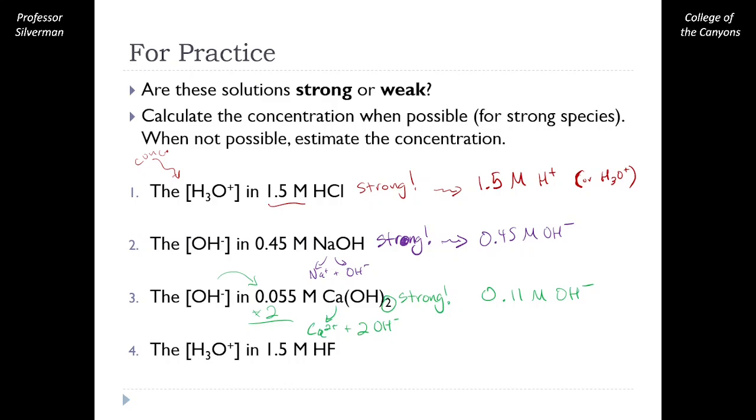Lastly, we have a weak acid, which means we're not quite equipped to do any calculations yet, but we can estimate here. If we have 1.5 molar as our concentration, this weak acid is not going to break apart completely, so our amount of H+ is going to be less than what we started with. Once again, we'll learn how to do these calculations eventually, but we'll save that for another time.